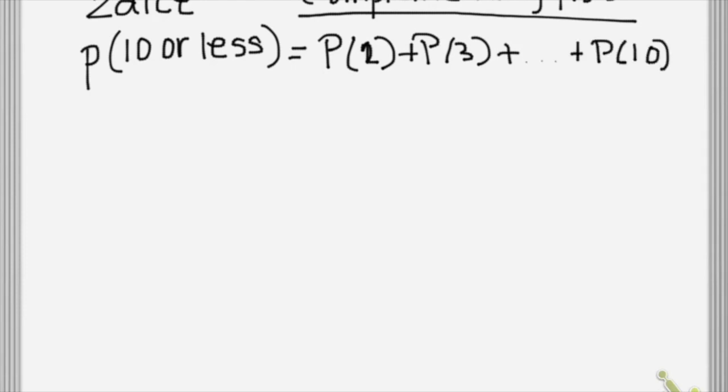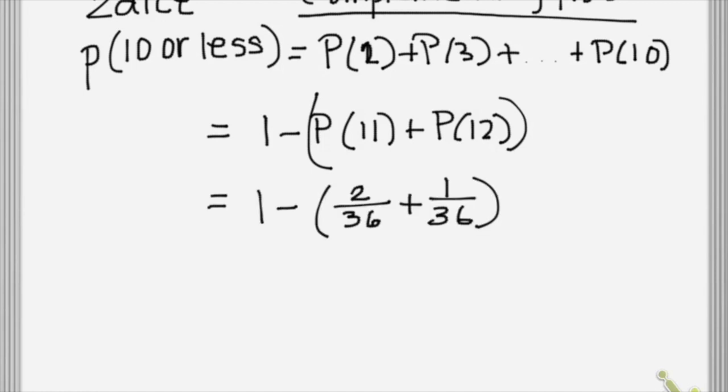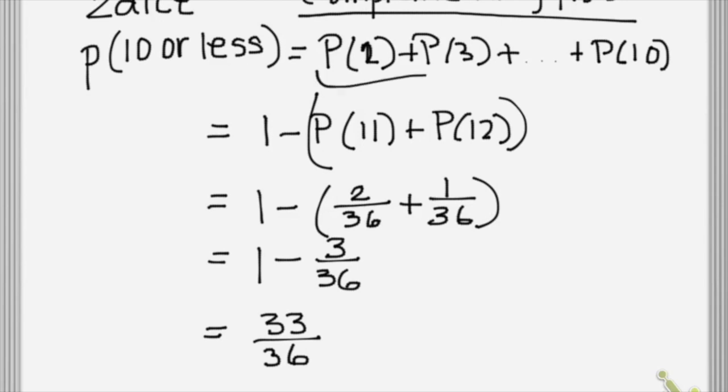And instead of doing that, I can do the complement and say that all of this is equal to 1 minus the probability of 11 plus the probability of 12. Now there are 2 in 36 ways of getting 11, and there's 1 in 36 ways of getting 12. And you see now I only had to do 2 easy calculations to get my final answer, as opposed to doing these 10 or 9 calculations up here.